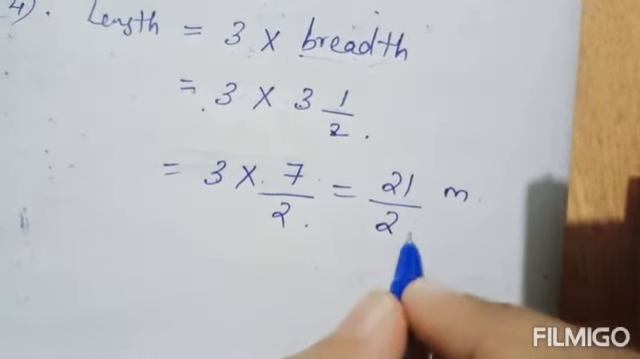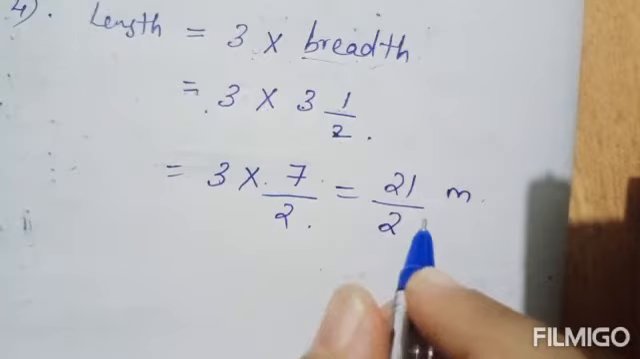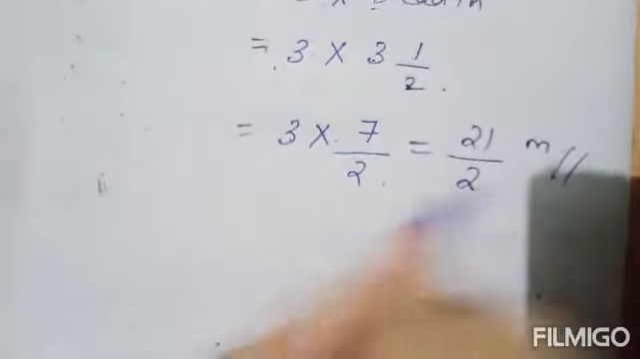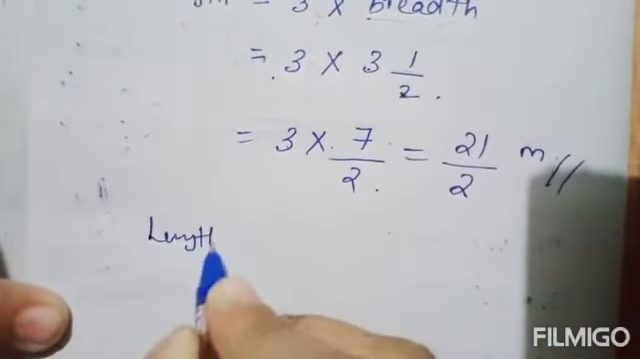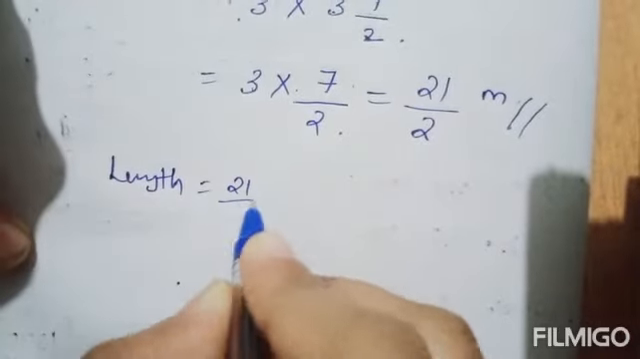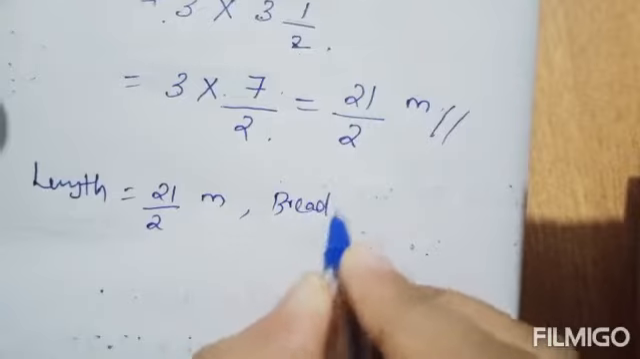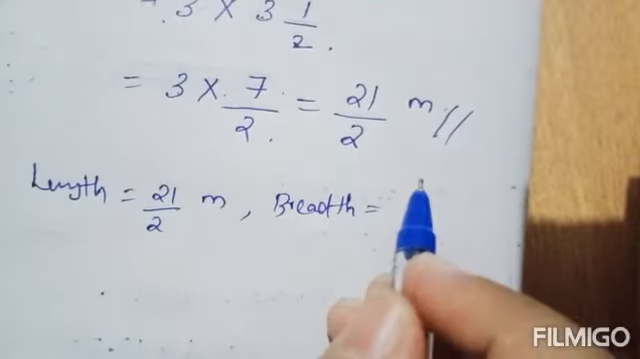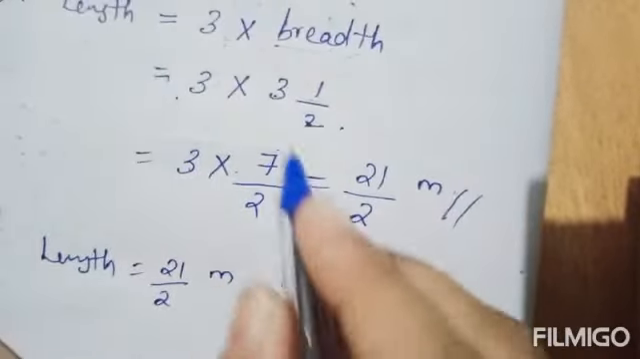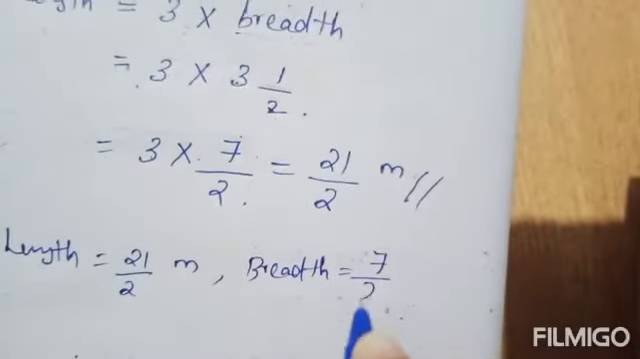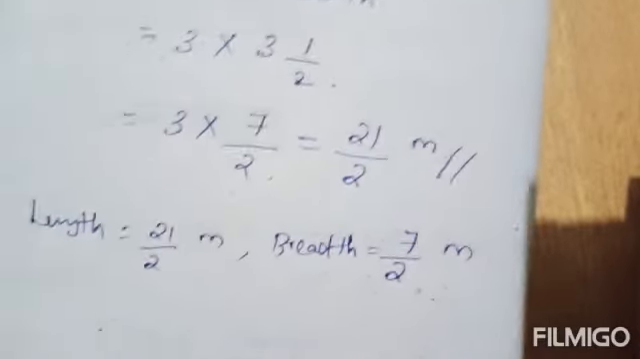21/2 meter. This is the length of the rectangle. So we got length of the rectangle equal to 21/2 meter. And breadth of the rectangle is already given in the question, 3 1/2 meter, but we convert that to an improper fraction, that is 7/2 meter.